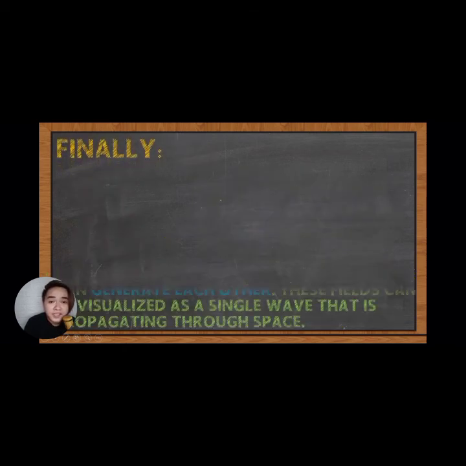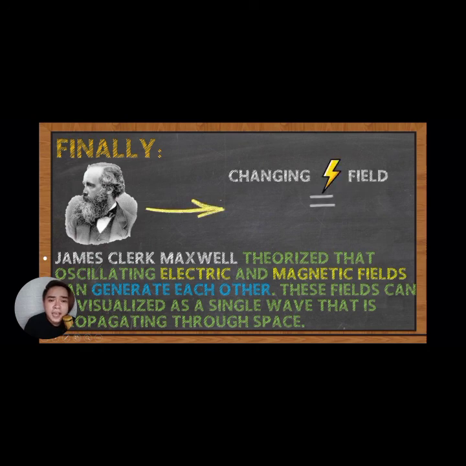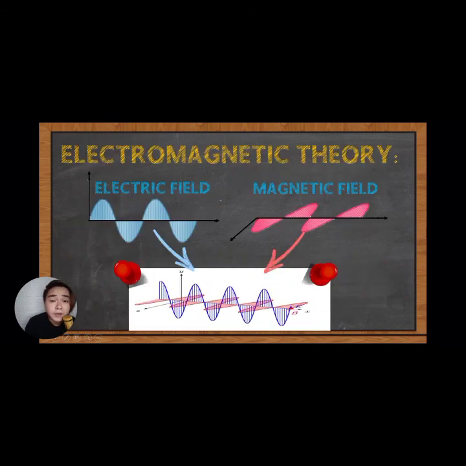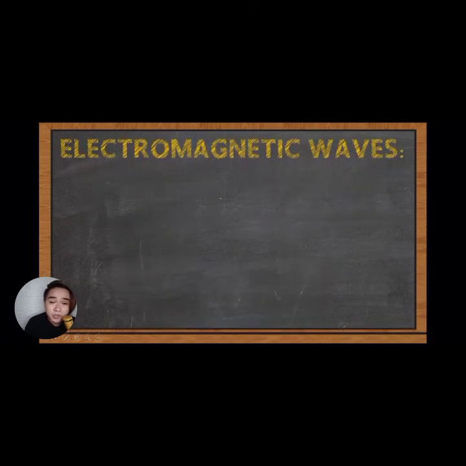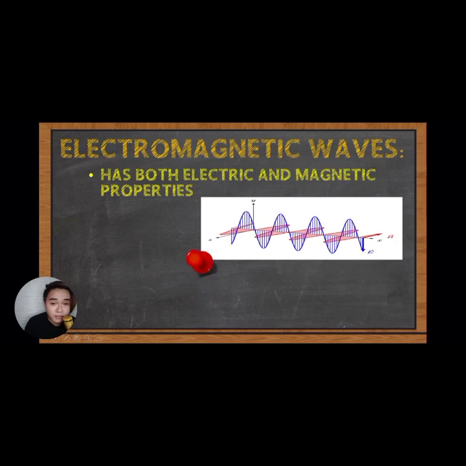And finally, James Clerk Maxwell theorized that oscillating electric and magnetic fields can generate each other. It means a changing electric field produces a changing magnetic field, and a changing magnetic field produces a changing electric field. These two fields can be visualized as a single wave propagating through space. That's why we now have the electromagnetic theory. So a changing electric field can cause a changing magnetic field, and a changing magnetic field can cause a changing electric field, producing electromagnetic waves.